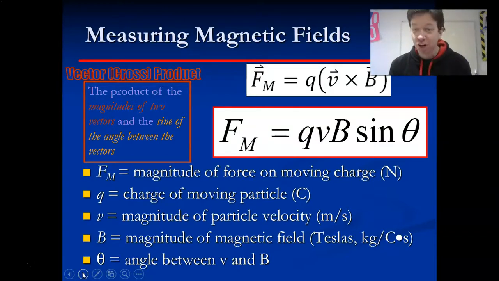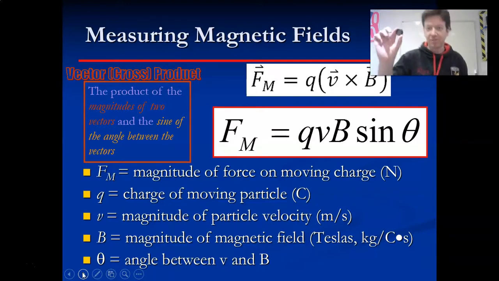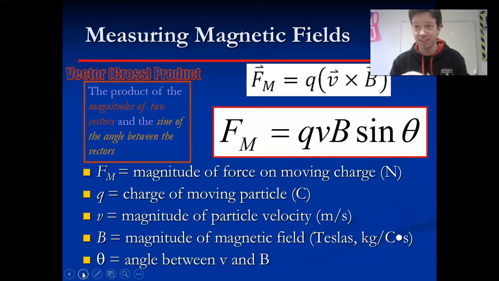So if we have a charged particle moving through a magnetic field, I'll just get it here, this will work. Alright, we have a charged particle. It's actually just a moon filter for a telescope, but let's pretend. We have a charged particle moving through a magnetic field. So let's say there's a magnetic field everywhere going into your screen. Okay? It's going to feel a force acting on it.